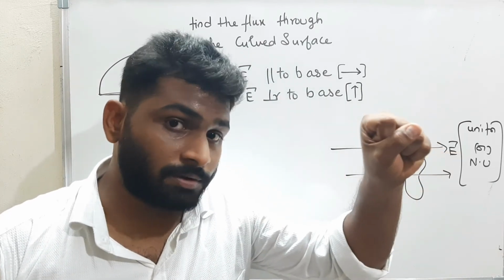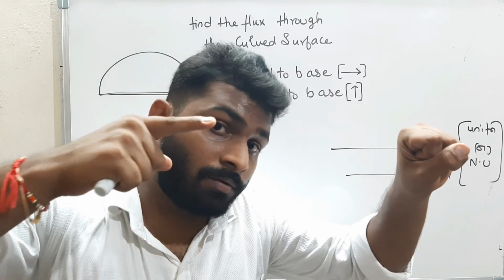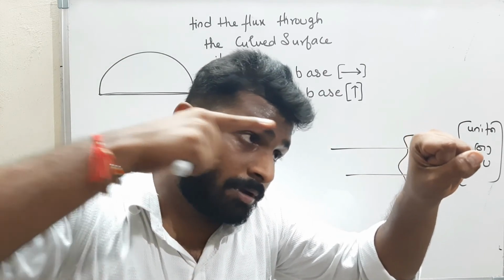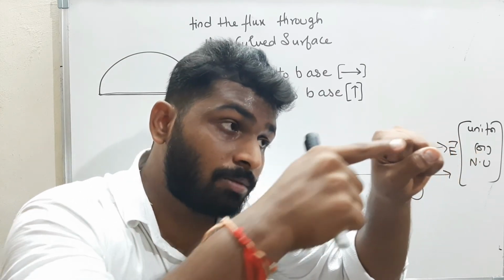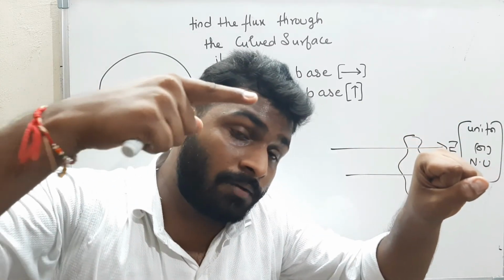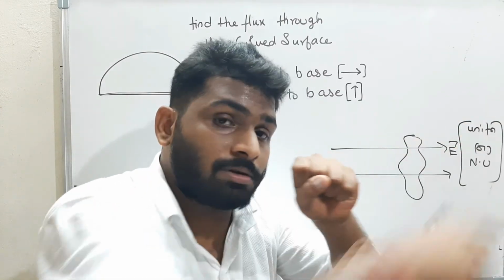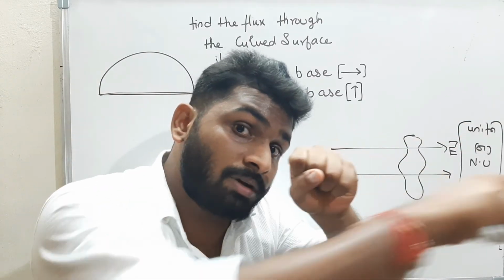That means this is a closed surface. Now when I place it in the electric field, the number of electric field lines coming in is exactly equal to the number of electric field lines passing out. Whatever electric field lines are coming in have to go out. That means the flux in is equal to the flux out. Flux in is negative and flux out is positive.